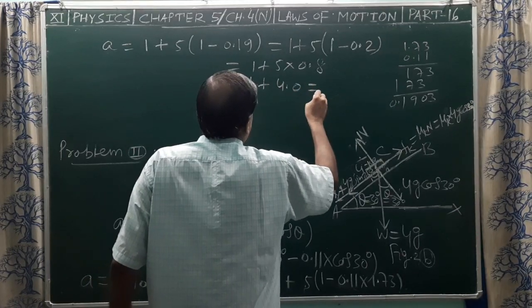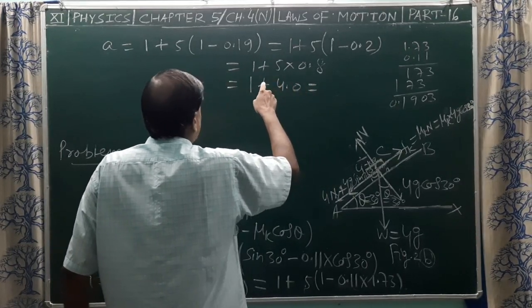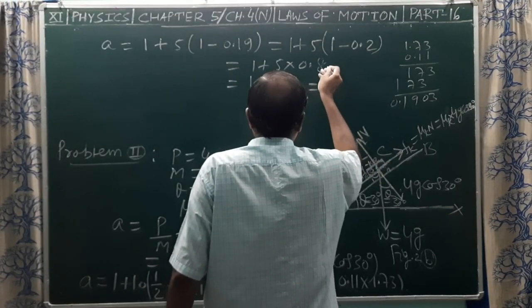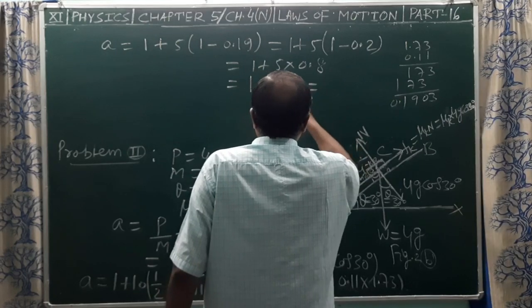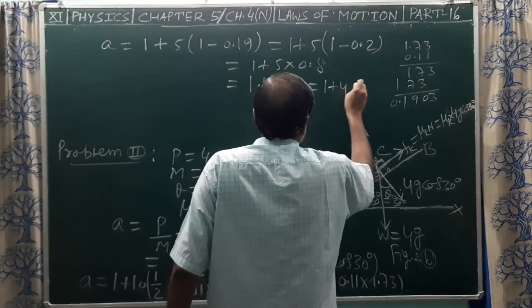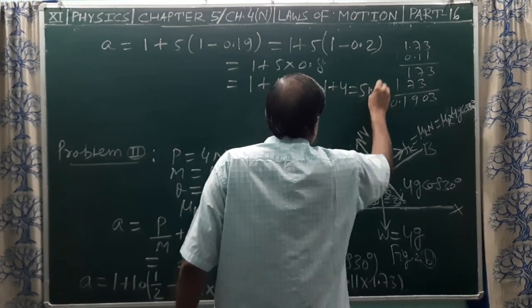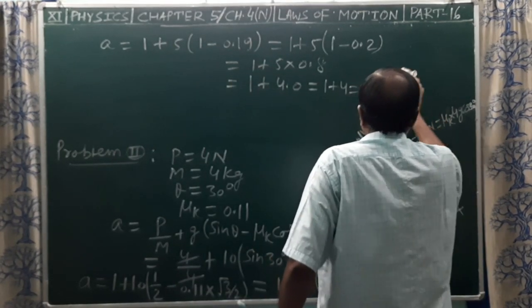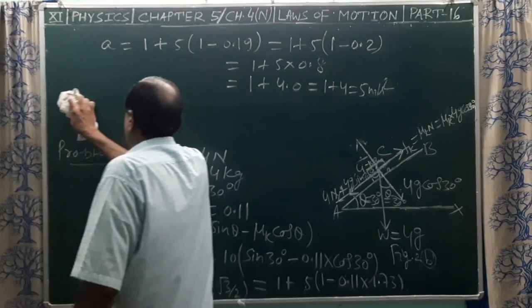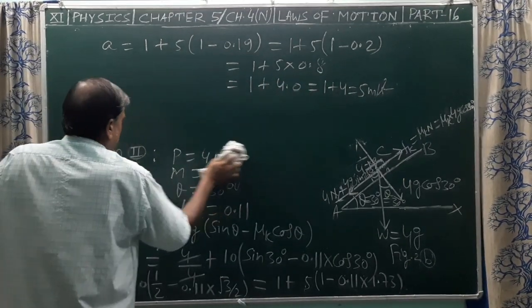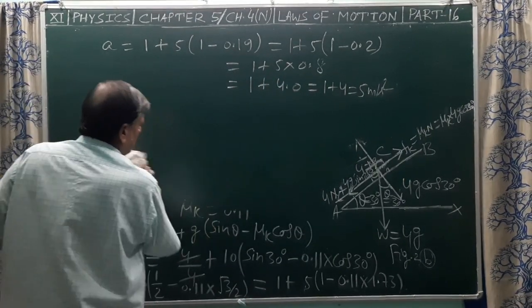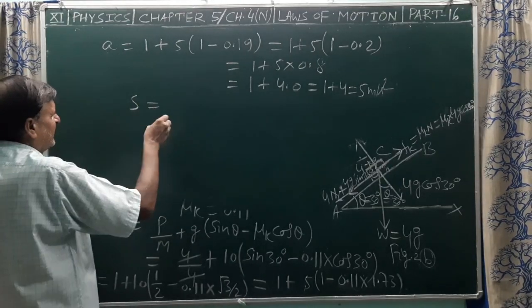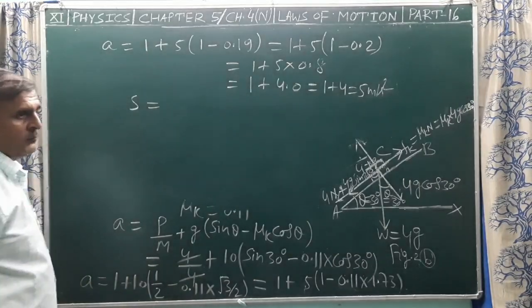1 plus 4, that is 1 plus 4.0, 0.8 into 5 is 4.0. So it is 1 plus 4, that is 5. So downward acceleration is 5 meter per second square. So distance covered by the body over the rough inclined plane from rest in first 2 seconds is now S equals to, we have to obtain that distance, downward distance covered by the block in first 2 seconds.